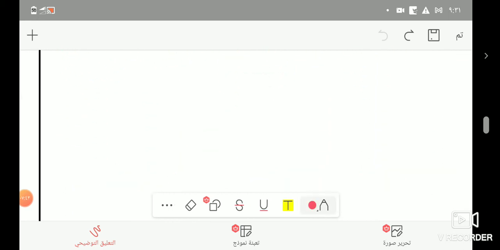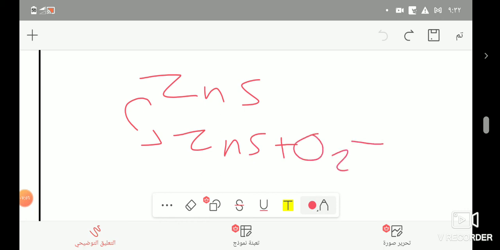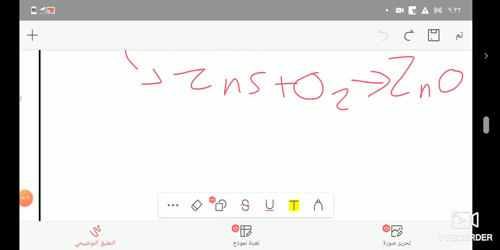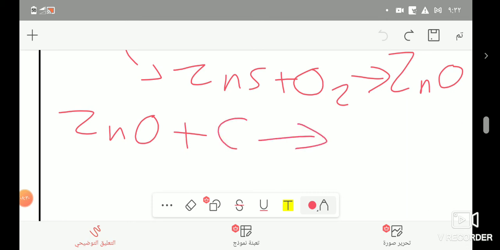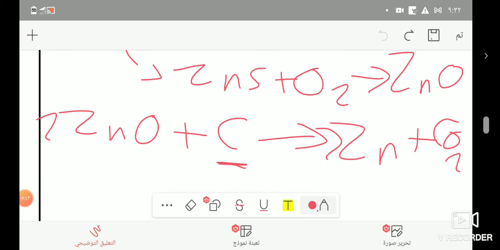Let's move to extraction of zinc from zinc sulfide. Firstly, zinc sulfide will be oxidized with oxygen, O2, and change into zinc oxide. So the first step in extraction of zinc is to obtain zinc oxide. How can you change zinc sulfide to zinc oxide? By reaction with oxygen. Next, zinc oxide will be reduced with carbon and give zinc as metal plus carbon dioxide. This is the process of extracting zinc.